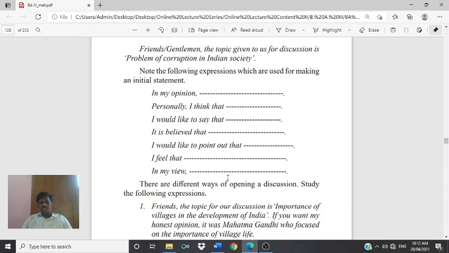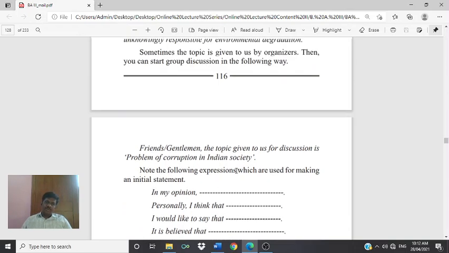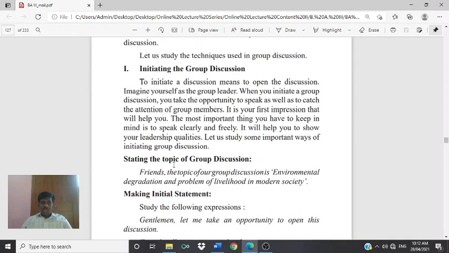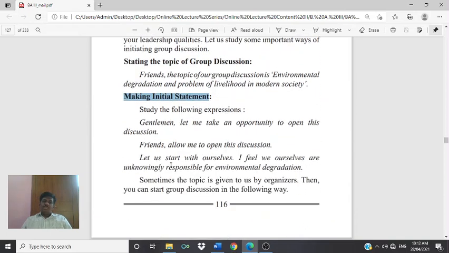In the last few sessions we were discussing group discussion, and in the last session we discussed making the initial statement, or initiating the group discussion. Under that we understood stating the topic of a group discussion, or making an initial statement. In this unit, while discussing these two sub-points, we came to know that there are certain language expressions that we are supposed to use frequently in a group discussion.